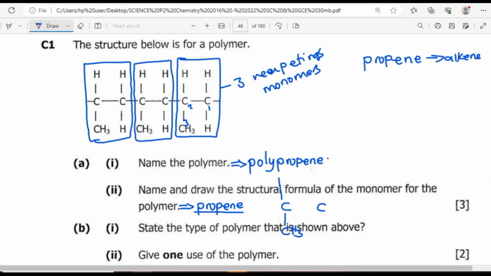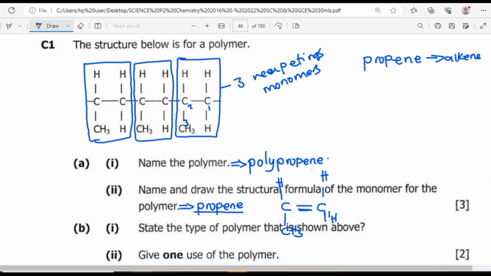Now remember, if you are dealing with a monomer, you need to bring back the double bond. So there was a double bond before the polymerization. Then here you put the hydrogen. Also here you put the hydrogen. So this is the displayed structural formula.